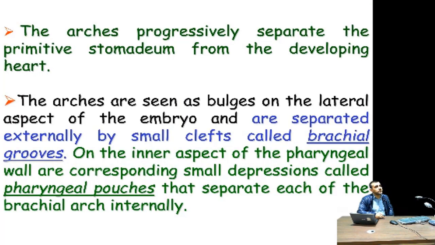The arches proximally separate the primitive stomatodeum from the developing heart. The arches are seen built on the lateral aspect of the embryo and are separated externally by a small cleft called the branchial groove. On the inner aspect of the pharyngeal wall are corresponding small divisions called pharyngeal pouches that separate each of the branchial arches internally.